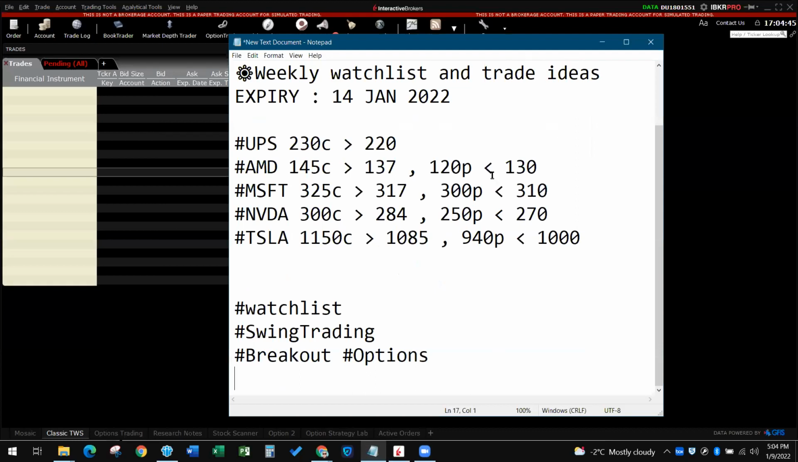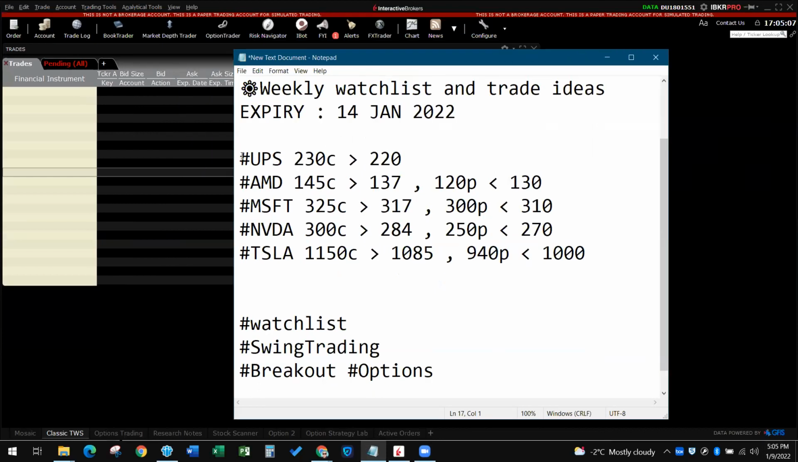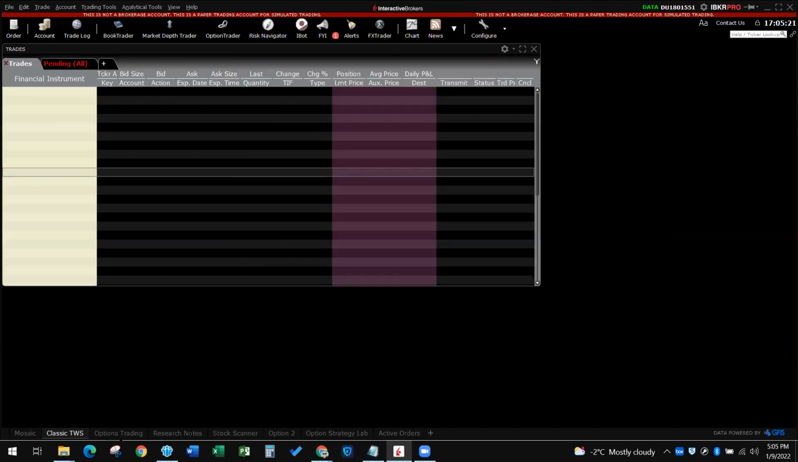For example, let's say I gave you a watch list for this week, and I say I'd like to buy the UPS 230 call if it goes above 220. Kishore, please confirm if you see my screen. Yeah, we can. Okay, perfect. So how should I enter this trade or this signal in Interactive Brokers to enter the trade automatically? What I do is I come to classic TWS.